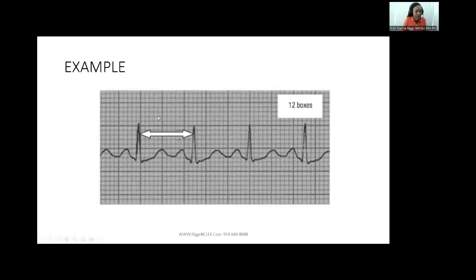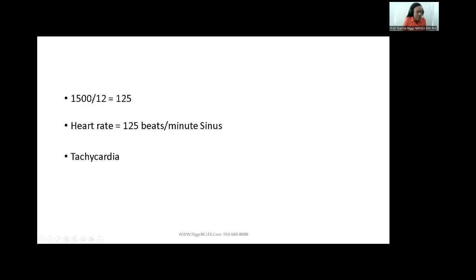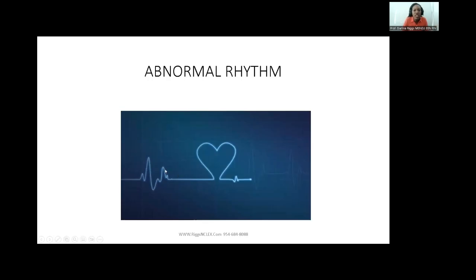And here's another example, count R to R. We counted 12 little boxes. So you divide that. 1500 is your standard. Don't forget that doesn't change. So this client is considered tachycardic because it's 125 beats, which makes them tachy. Okay, so those are minor things. Now let's get into abnormal rhythms.